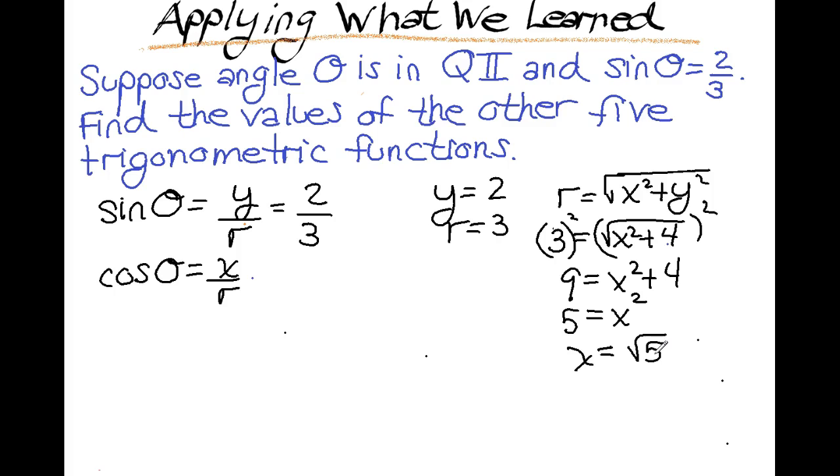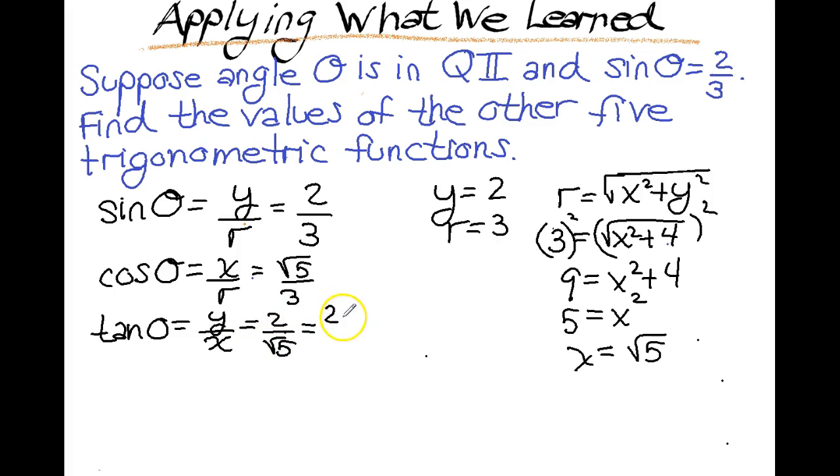So let's go ahead and fill in all of our function values, and then we're going to use our knowledge of whether those function values are positive or negative in the quadrant given to apply the sign. So we have cosine of theta is x over r. That is going to equal radical 5 over 3. Then we have tangent of theta is y over x. Y is 2, x is radical 5. We're going to rationalize that to 2 radical 5 over 5.